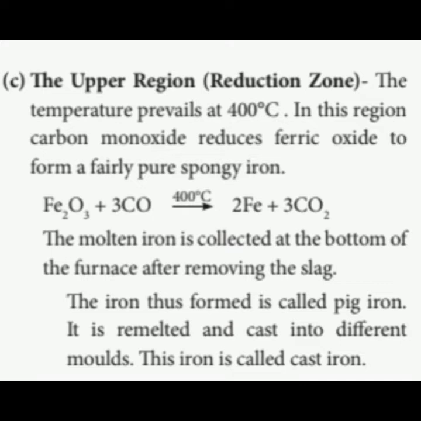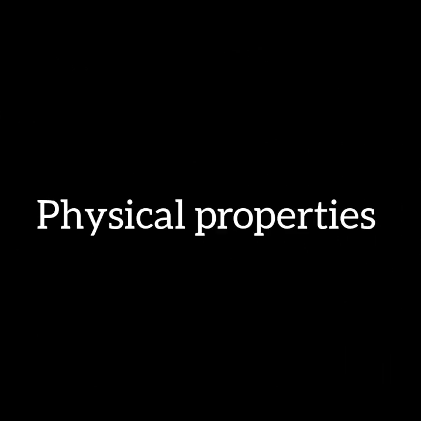The iron thus formed is called pig iron. Pig iron is not 100% pure iron; it is impure. So pig iron is remelted and cast into different molds. This iron is called cast iron. That means the pig iron can be remelted: we heat it again in a separate furnace, it starts to melt and then forms a purer iron. That iron we call cast iron.